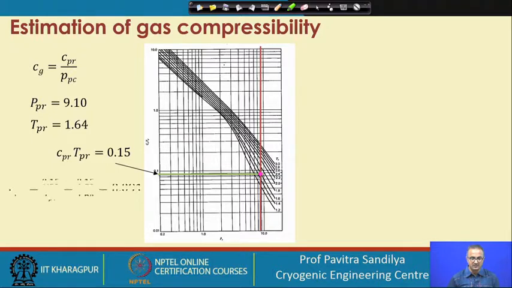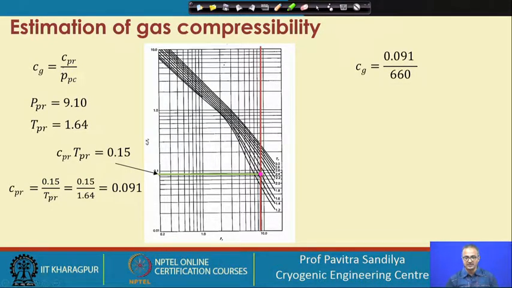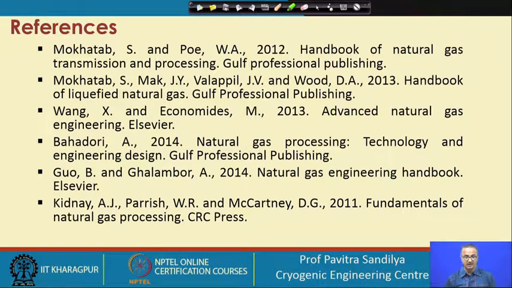After finding this value, we find the value of Cpr as 0.15 divided by Tpr, and this comes out to be this, and this Cpr will be used in this particular formula. Next we find the value of Cg from this expression, Cpr divided by 660, and here we get the value as this much per unit pressure. This is how we find the value of the compressibility factor.